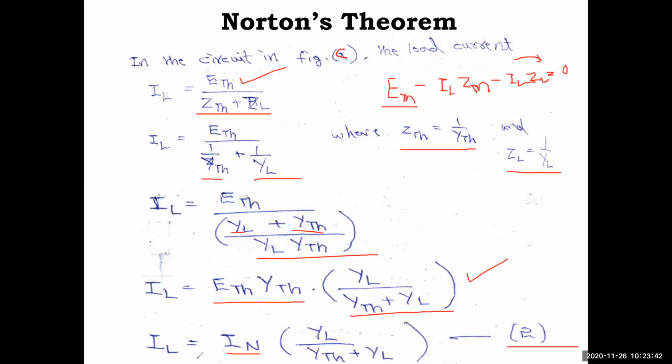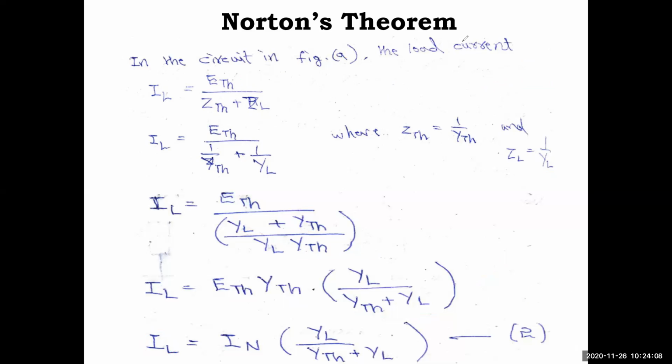Okay, important derivation about IL. From figure C, this is the relation for IL. For this you can write the reason here: from 1, you can write the equation, ETH into YTH is equal to IN. Hope it is clear how you got this. This part you can note down now. I will continue; you pause the video and note down.